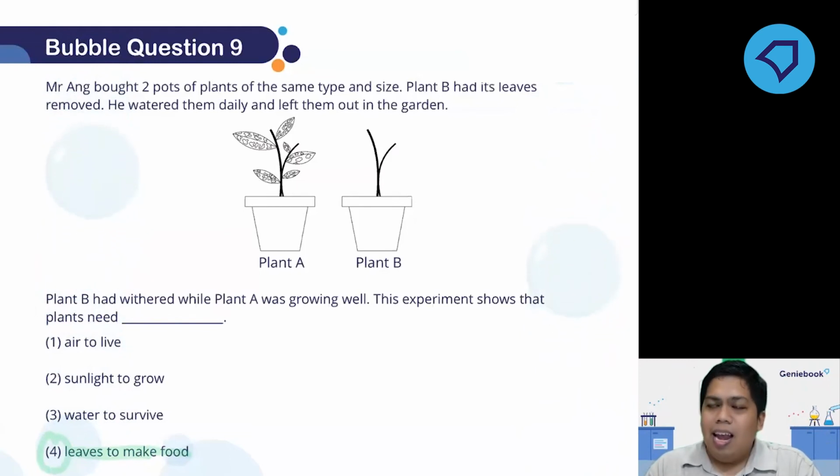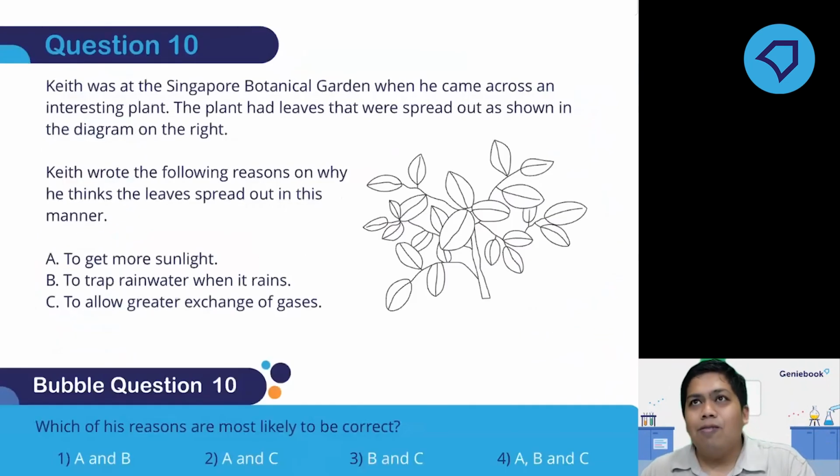Okay, and last one, for those who can stay back for a short while. Okay, so this is about the spread of leaves. Why are the leaves spread out in such manner? I'll start the timer in 3, 2, 1, start.